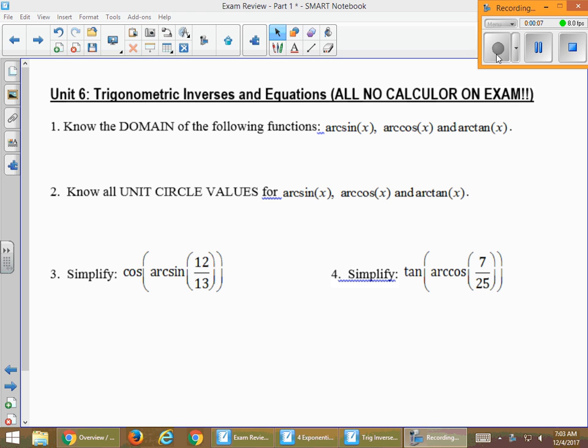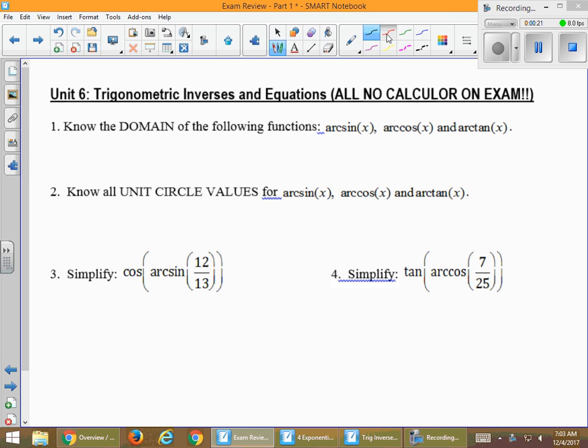Okay, we're starting the Unit 6 section. Unit 5 was all unit circle values. Pretty much prepared to do that without a calculator, of course. Make flashcards if you need to. You guys are good with those, though. We've been practicing those all along the way.